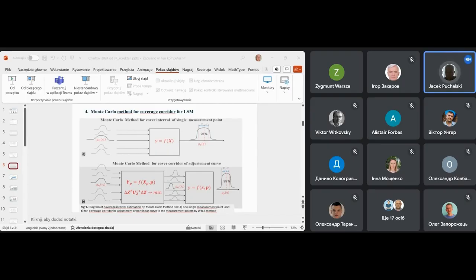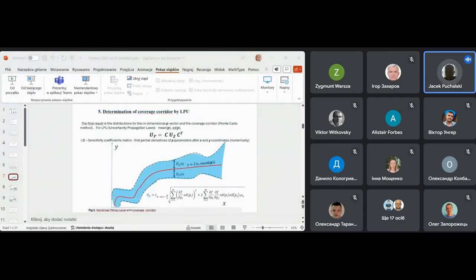So the simplest method is to estimate the first derivatives by the numerical differential quotient. It's now the determination of the coverage corridor. Yes, you see. So from the law of propagation of uncertainty, in the linear model it is easy to multiply the sensitivity matrix. Yes, okay. So the mean value of parameters.